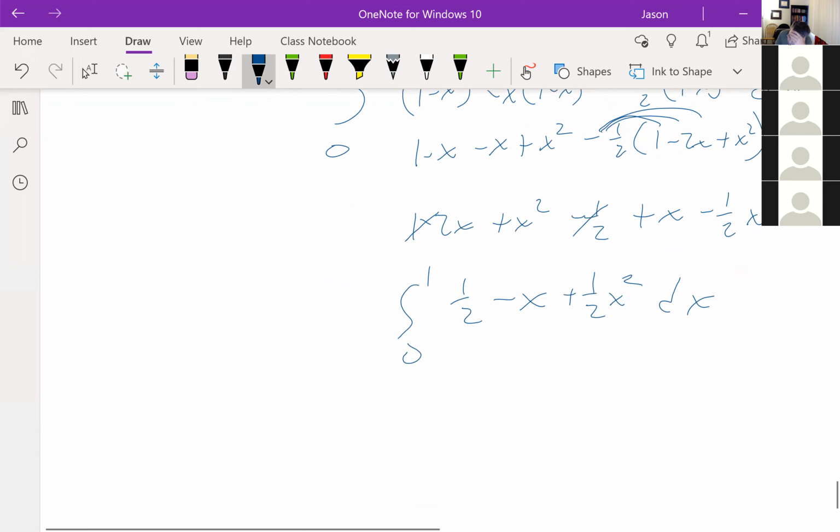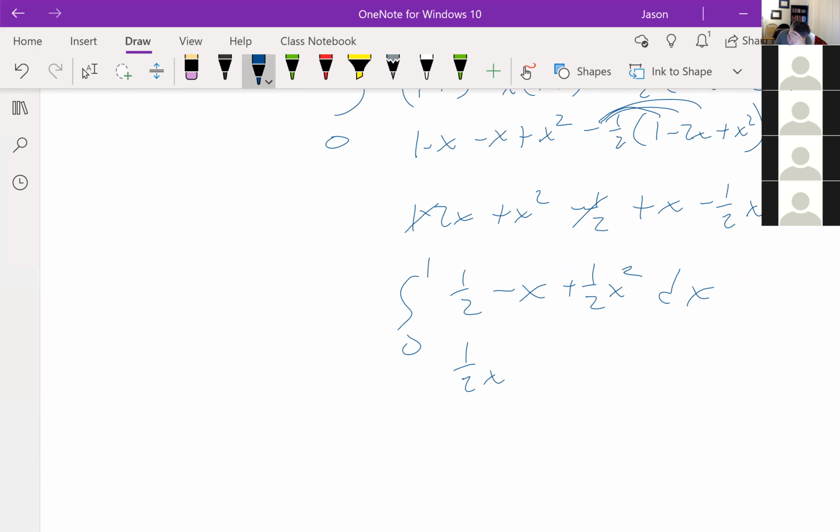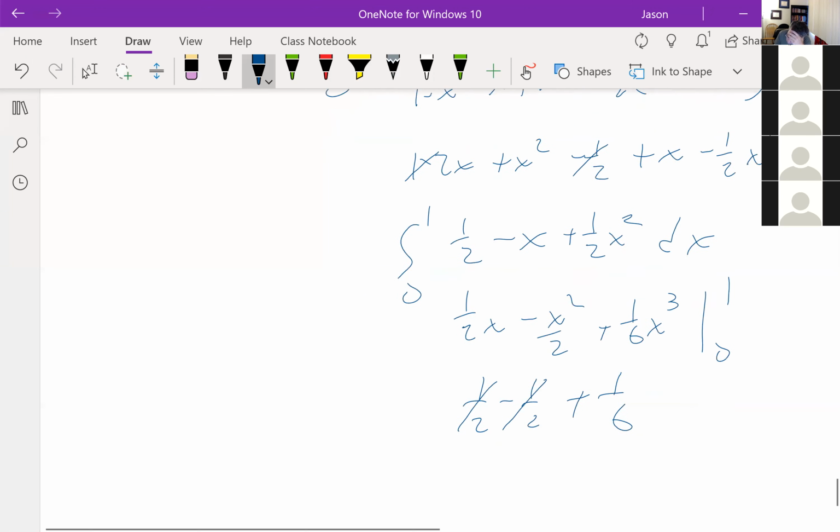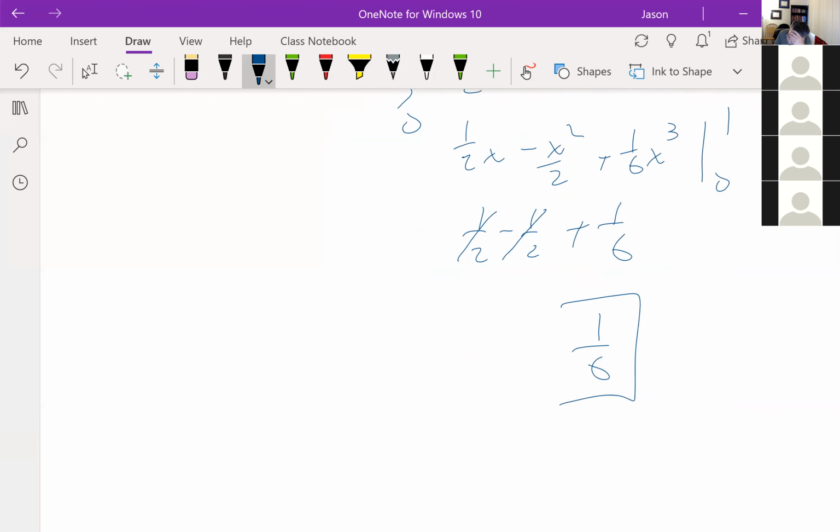So what is this going to be? This is going to be 1/2 x minus x squared over 2 plus 1/6 x cubed, evaluated from 0 to 1. So this is going to be 1/2 minus 1/2. Oh, that's kind of nice. Plus 1/6. So it's 1/6. That's the volume.